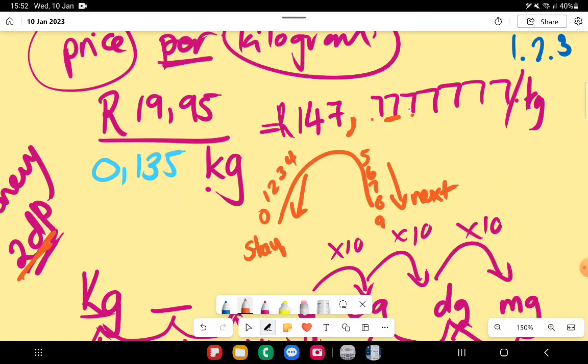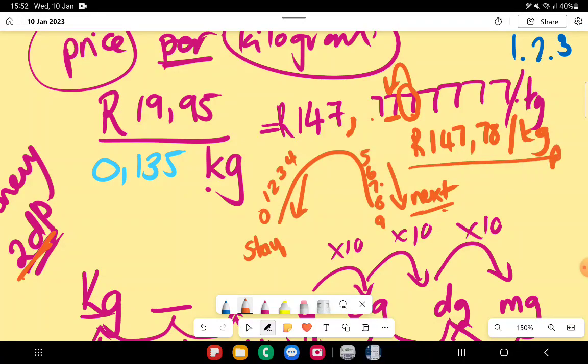So I'm looking at this 7 and I'm deciding where's the 7. The 7 is here, and since it's 7, it means I go to the next number. The next number of this is 8. So this number rounds off to 147,78 rands per kilogram. 1 kilogram of sweet corn is equal to 147 rand and 78 cents. That is your answer for question number 5.